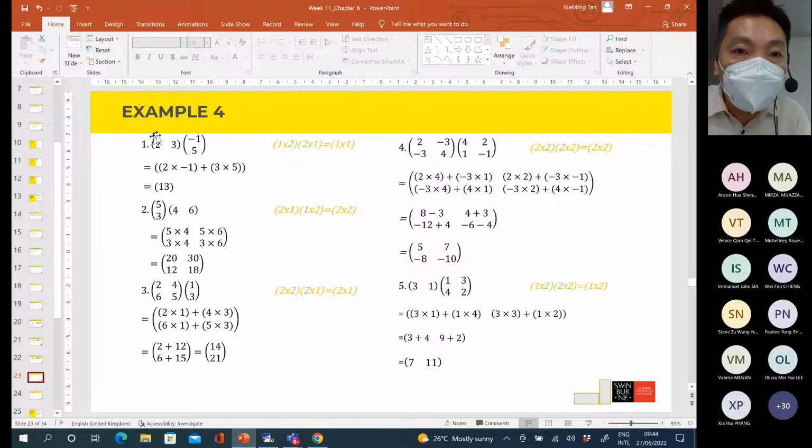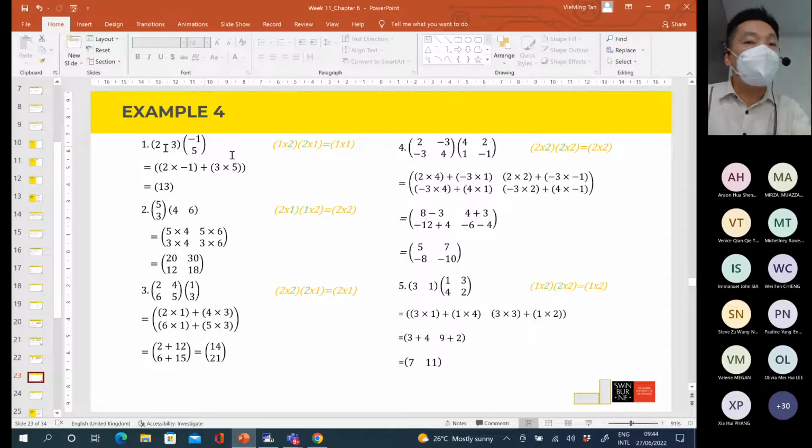This matrix is 1 multiplied 2 because it's got 1 row and 2 columns. So I put here 1 multiply 2. On the right hand side, just for our planning, the second matrix is how many rows? 2 rows, 1 column. So this matrix is 2 multiply 1.